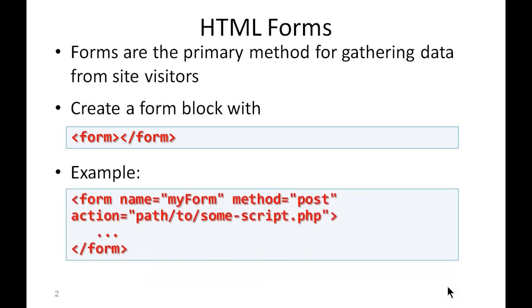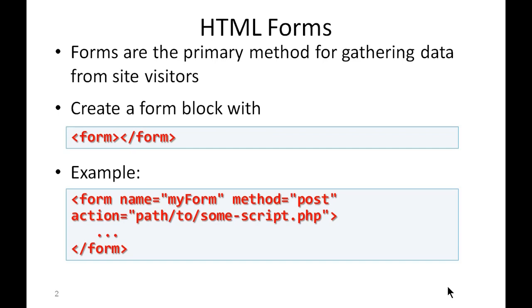The HTML form tag is used to create an HTML form, and it has the following syntax. Okay, this is one of the examples of an HTML form. Syntax means a standard way to write the form. So you can see the form tag opening, then name is equal to my form. Okay, the form name is my form. Name is an attribute and the value is my form. Then method is equal to post. We will see what the method is also. Action is equal to path slash to slash some script dot php.